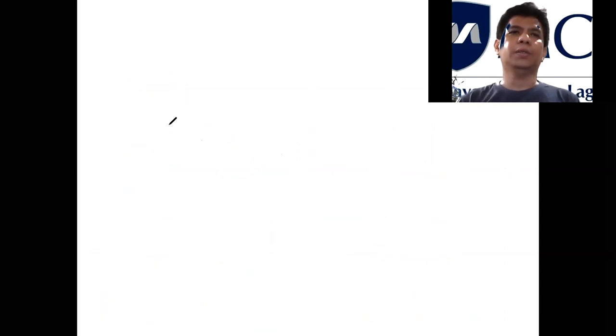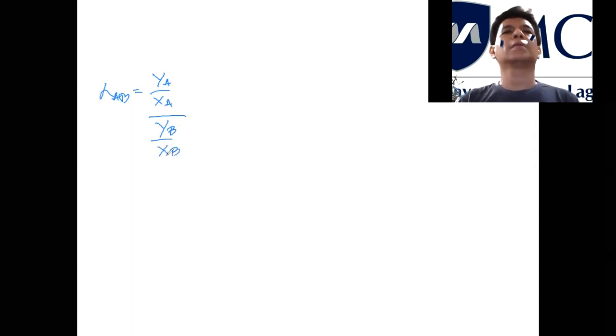So we start with this equation. Alpha AB is equal to y sub A over x sub A, and then y sub B over x sub B. Okay. So y sub A, let's consider this system.